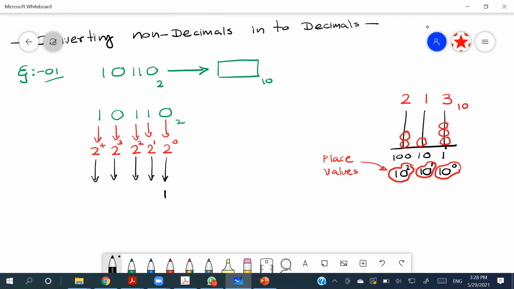2 to the power 1 represents 2. 2 to the power 2 represents 4. 2 to the power 3, what does it represent? Yeah, 2 to the power 3 is 8, very good. 2 to the power 4 is 16, well done, right? So we consider the binary value, we wrote the place values as powers, then we convert them into the values.